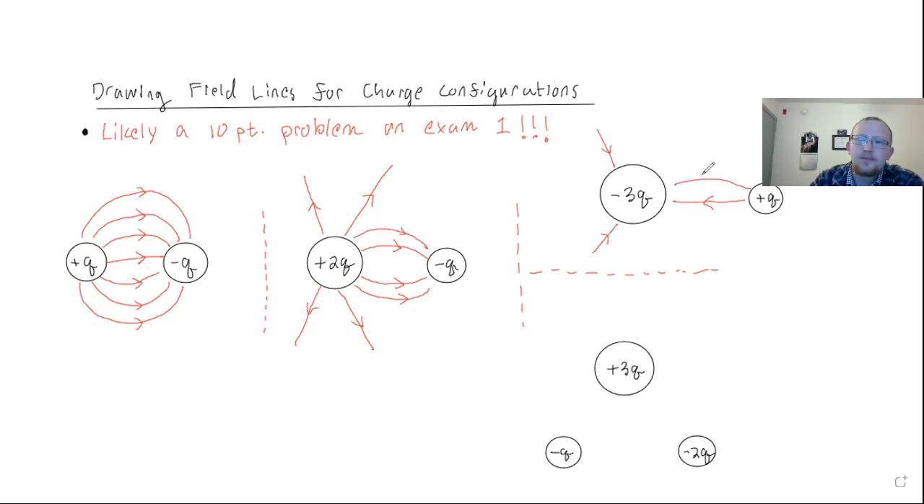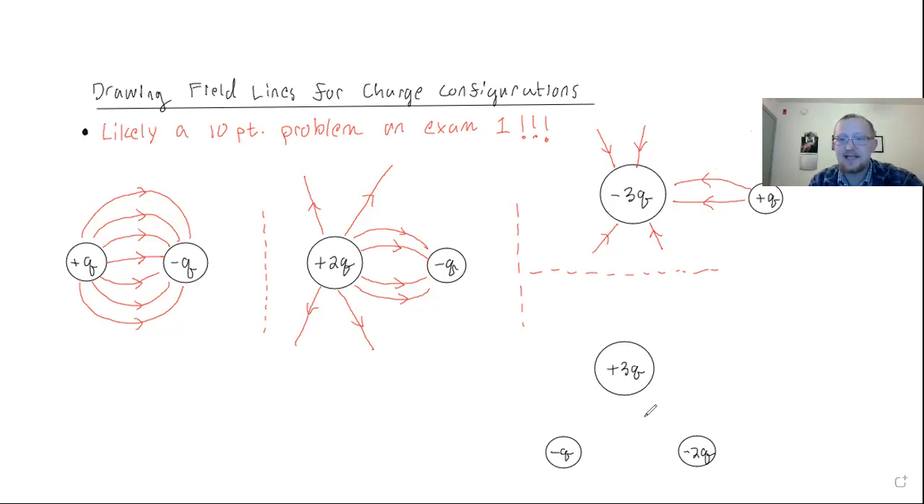I could draw another field line from plus Q outwards. Then of course I'd have to draw 3 field lines that terminate at minus 3Q. All right, and in this case, at some far distance, the net charge would appear to be minus 3Q plus Q, which is minus 2Q.